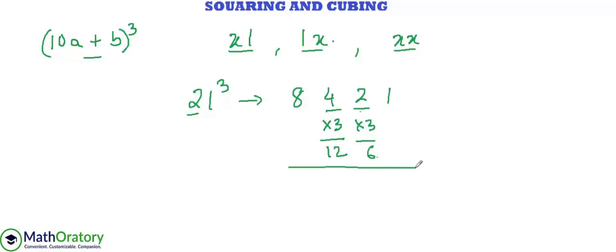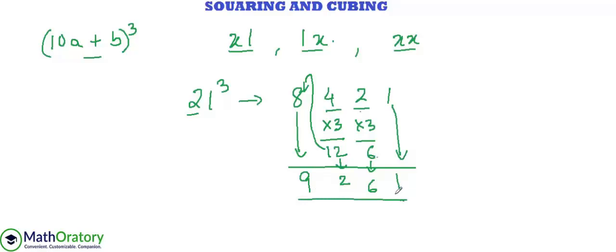Now we are going to write the number. So now if you check, I'll just put the numbers down. So 1 comes down as 1. The 6 comes down as 6. Now the 12, both the digits cannot come down. So the 2 has to come down and the 1 will be carried over, right? So the 1 gets carried over and we have a result as 9261. So that is a cube of 21.